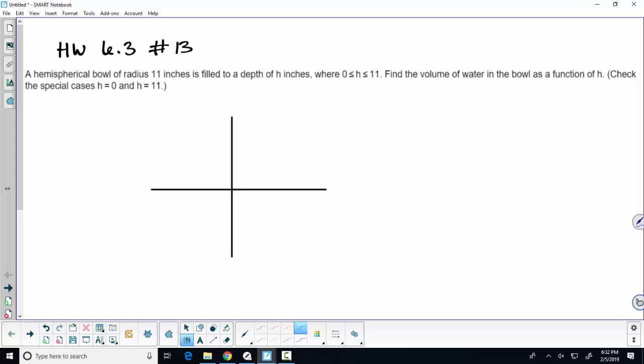Check special cases when h equals 0. So when h equals 0, how much volume of water would you have? 0. And when h equals 11, you could use geometry. What's the volume of half that sphere? Right. So when it's empty, when it's full, check those special cases.